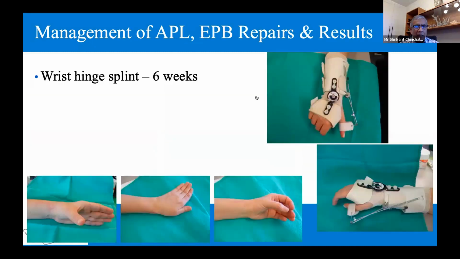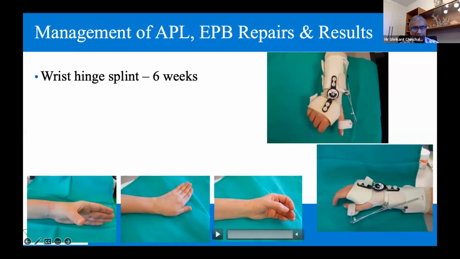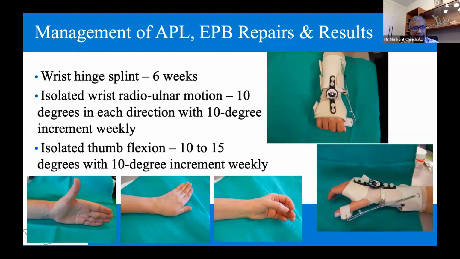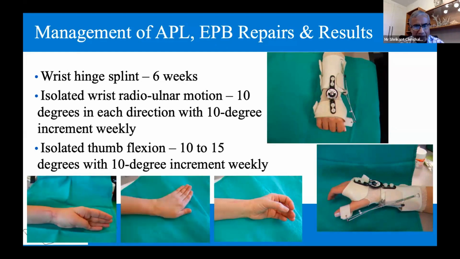For the management of abductor pollicis longus and EPB repairs, we used the wrist hinge splint for about 6 weeks. We allowed the patient to perform isolated wrist radial motion to 10 degrees in each direction, with a 10-degree increment on a weekly basis, and isolated thumb flexion starting off with 10 to 15 degrees and then increasing by 10 degrees on a weekly basis.